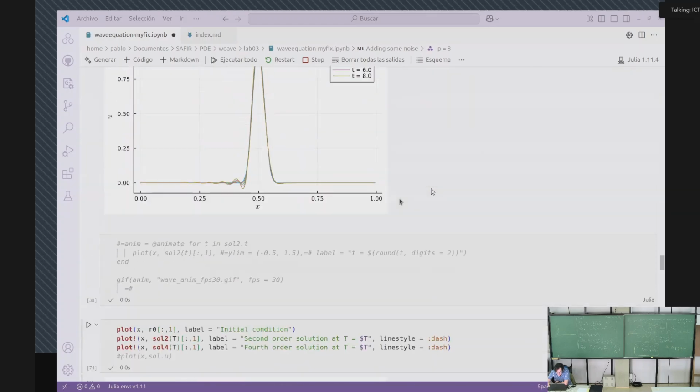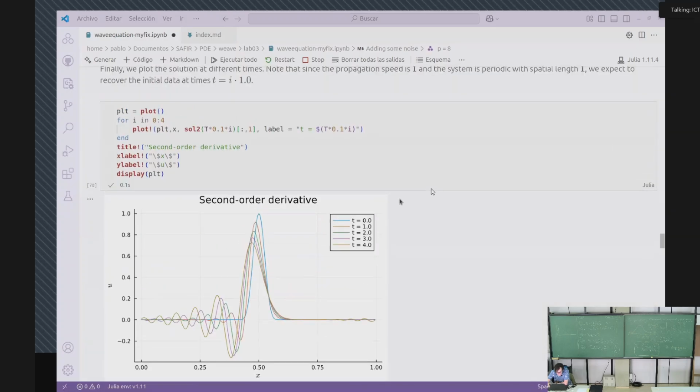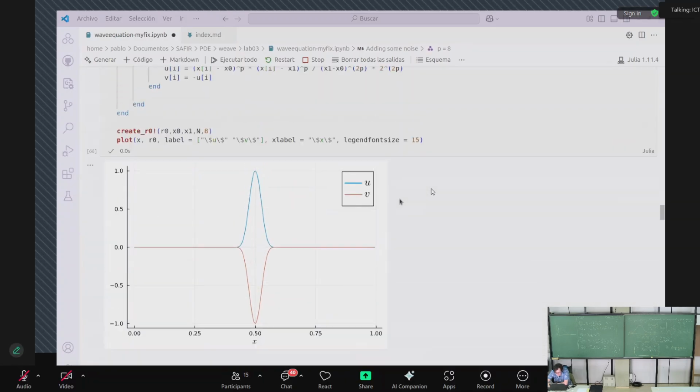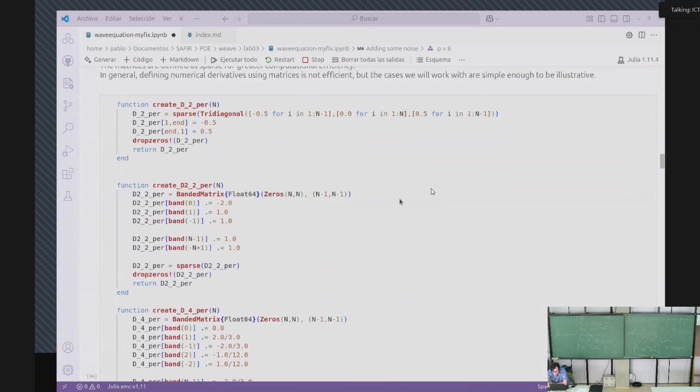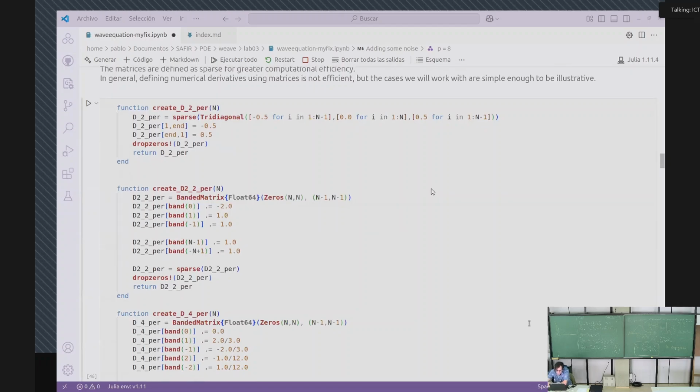Okay, I see there are no questions. I think it will be good to see. Do you want to see something now in particular, Felipe, or do you want to play with it a bit?